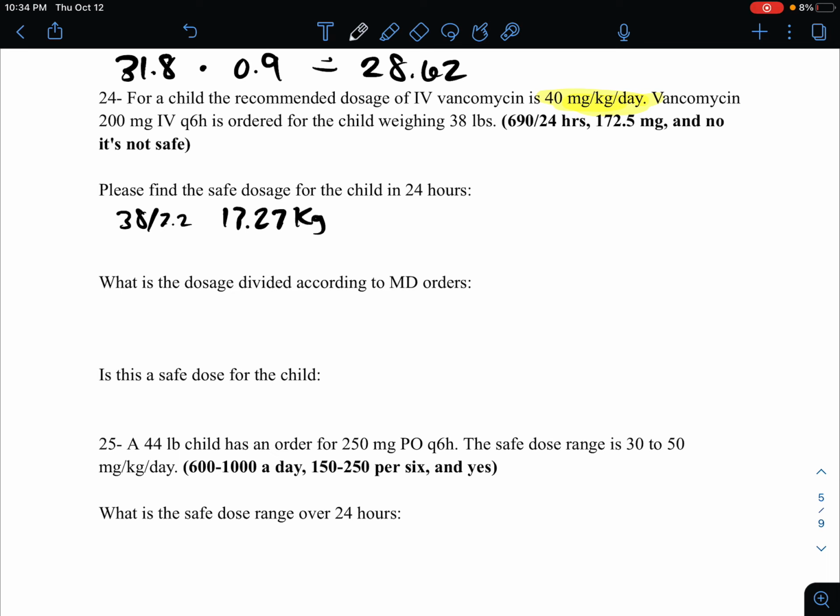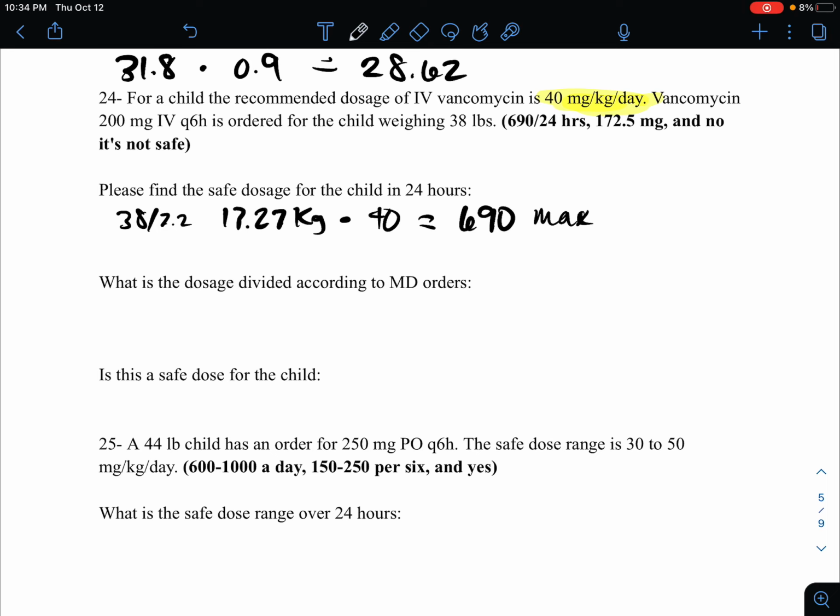And the recommended is 40 milligrams a kilogram a day. So we'll multiply that by 40. We get 690.9, some weird number like that, right? But if you rounded, we get 690. So for the sake of not confusing you guys, we'll just do 690. So 690 is the max this child can have per day, because it's 40 milligrams a kilogram a day. So 17.27 times 40 will give you 690, which is the max, right?